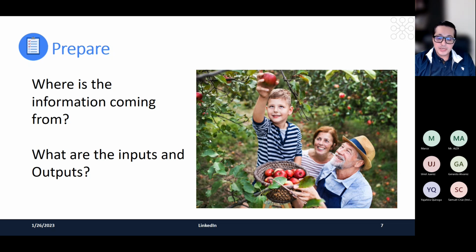Next step, after we ask, we got to start preparing. And there are two questions we got to answer here when we want to prepare to do an analysis. One of them is where the information is coming from.